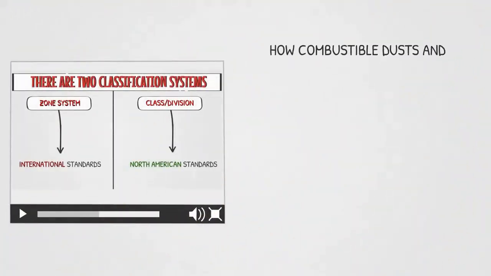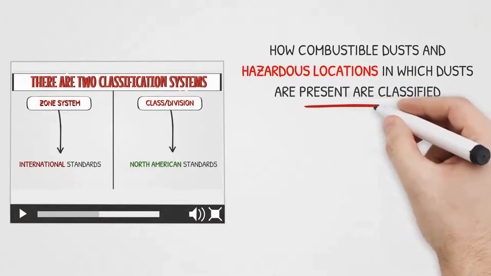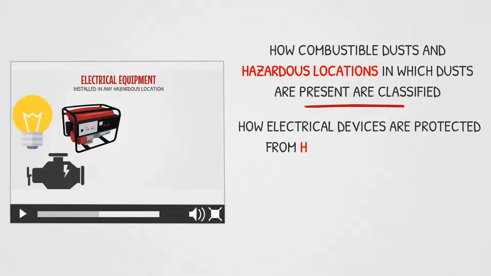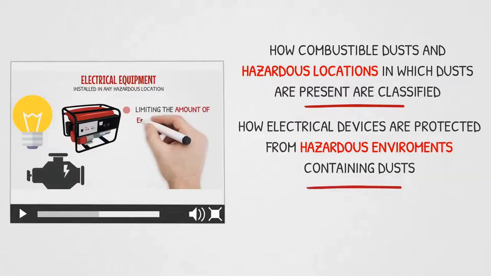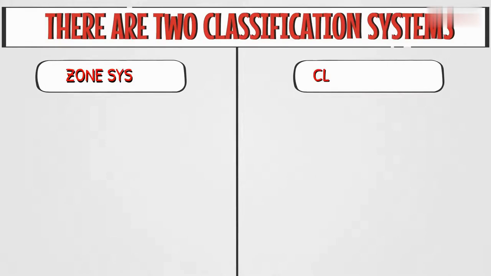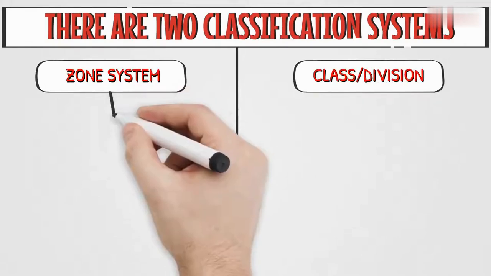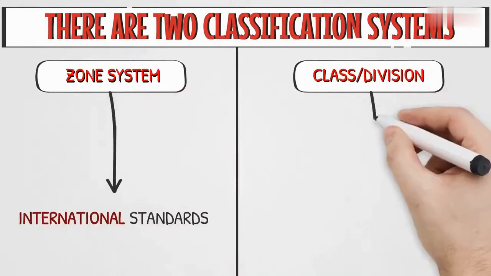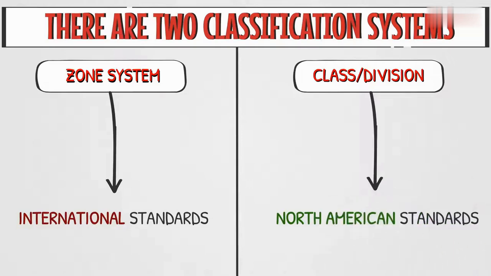In this animation, we will review how combustible dusts and hazardous locations in which dusts are present are classified, how electrical devices are protected from hazardous environments containing dusts, and finally, how electrical devices are marked. There are two classification systems, the zone and class or division systems. The zone system is based on international standards, and the class division system only applies to North America.